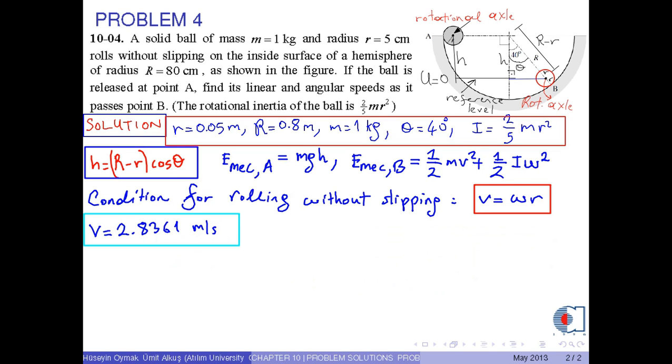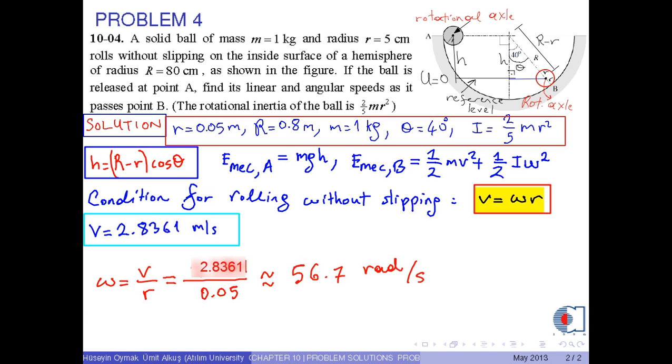Finally, the angular speed is found by the formula omega equals v over r. Putting in the numerical value for v that we have just obtained, 2.8361 meters per second, and the radius of the ball, that is 0.05 meters, we obtain approximately 56.7 radians per second.